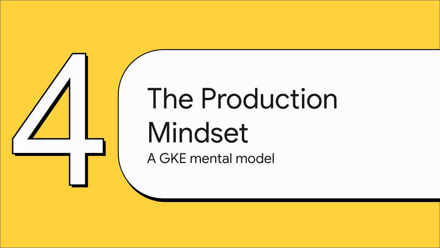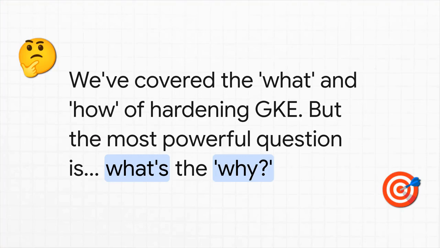Okay, we've made it to our final section, the production-ready mindset. We've talked a lot about the nitty-gritty, tactical stuff. Now it's time to zoom out and talk about the mental model that pulls all of this together. So we've covered the what to do and the how to do it, but the most powerful question you can ever ask is, why? What's the big idea, the underlying framework that should be guiding every single one of these decisions? Believe it or not, it all boils down to one simple, powerful number: 5.